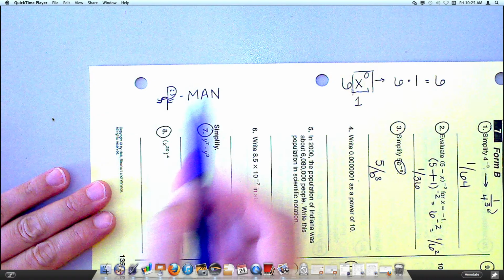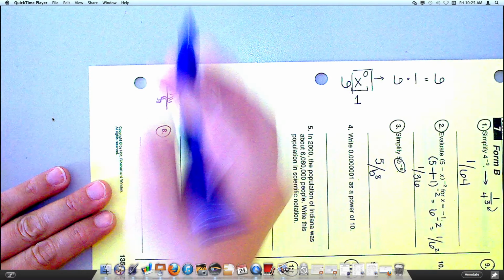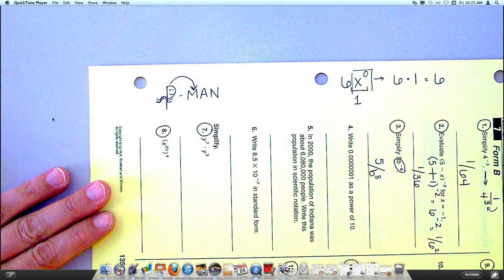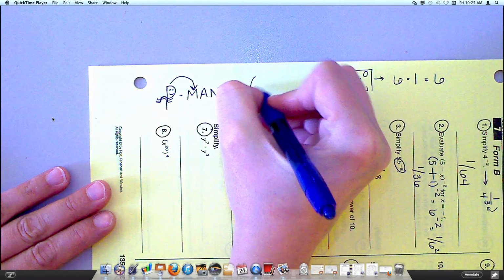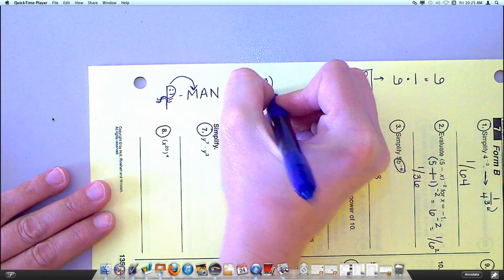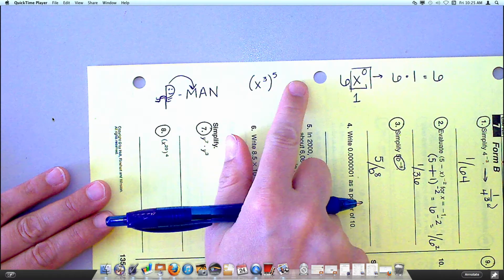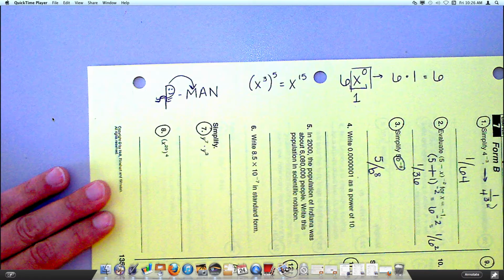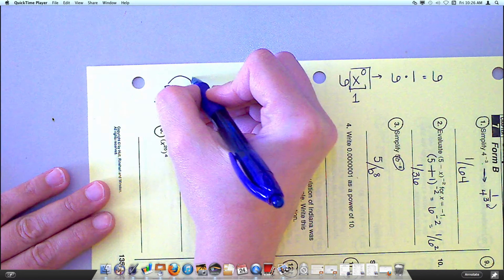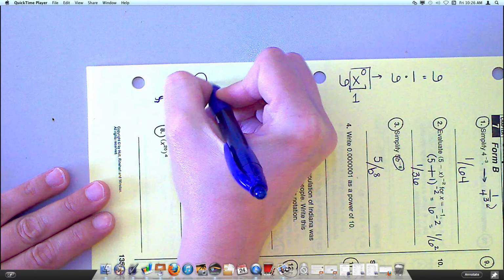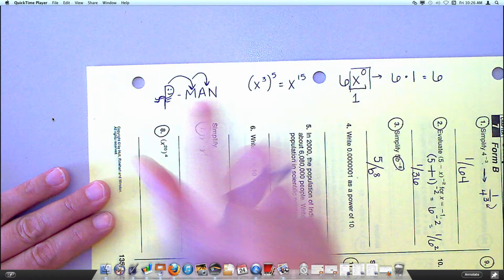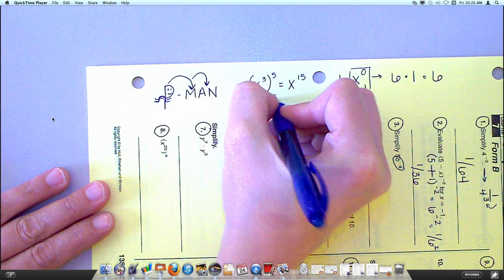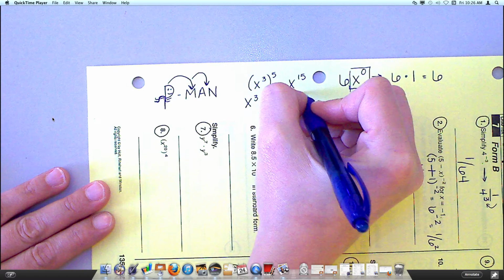If you're raising a power to a power, you multiply the exponents. So like if you're doing x to the third to the power of 5, a power to a power, you multiply and make it x to the 15th. If you're multiplying two powers together, what do you think you do with the exponents? Add. So if you're doing x to the third times x to the 5th, that would become x to the 8th.